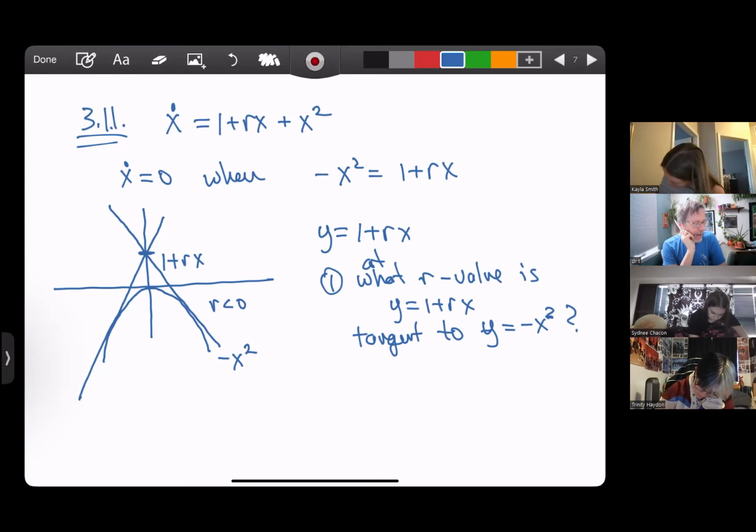If you're not quite sure where to start, first semester calculus with derivatives, and the derivative being the slope, is a really good place to start.